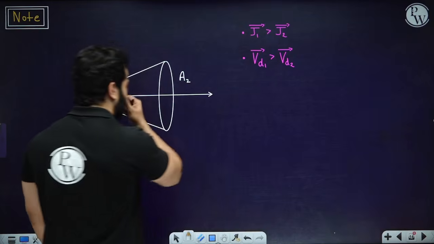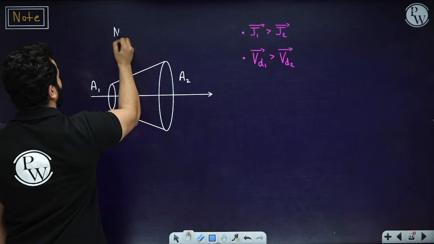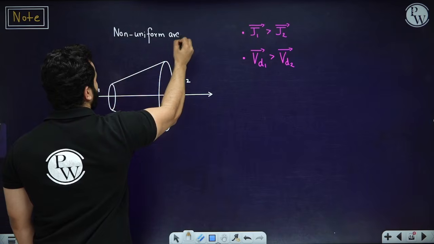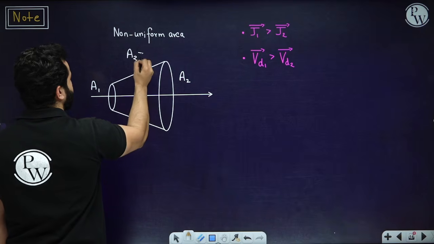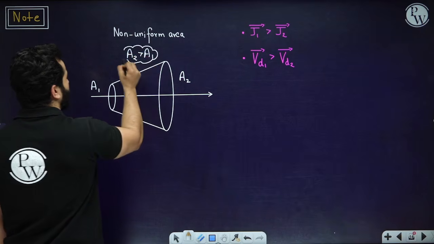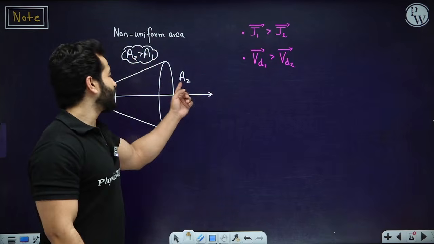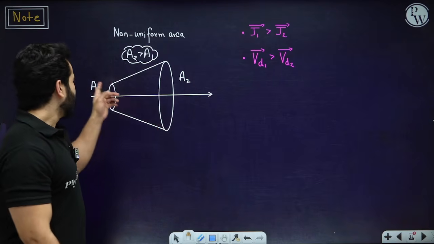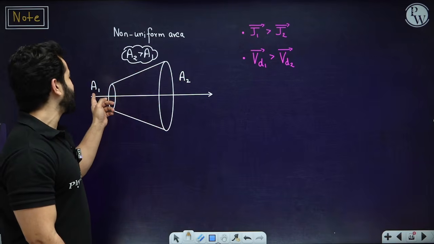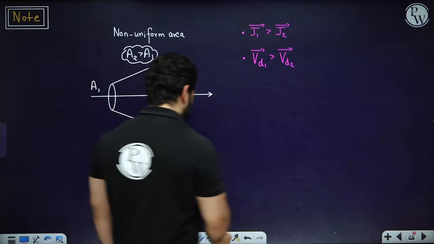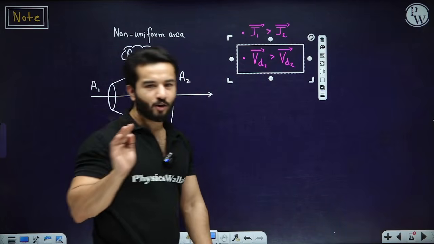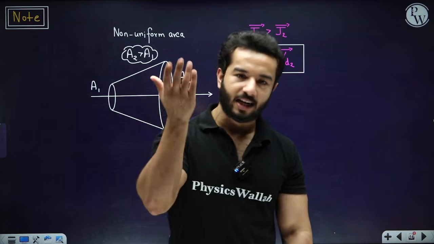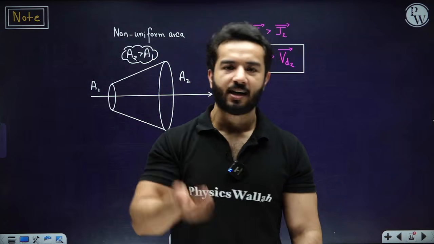This is something called a non-uniform cross section, a wire which has non-uniform area. As we can see, A2 is greater than A1. So if A2 is greater than A1, drift velocity will be greater at A1, and also current density will be greater at A1. Why are we talking about drift velocity, by the way? Everyone knows, obviously, sir, if area is less, current density will be more, because current density is current per unit normal area. If you decrease the area, current density will increase.